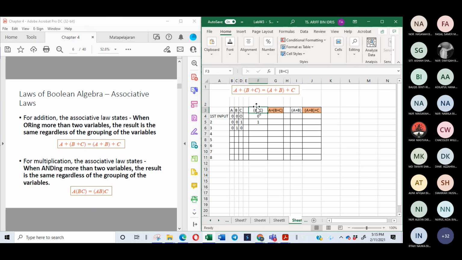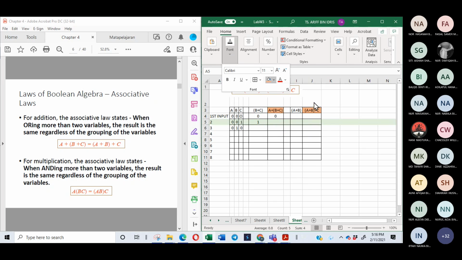A plus with B plus C. So for this one, A OR with B or C. What is A, class, for the first input? 0. What is B or C? 0. What is A plus with bracket B plus C? What is the result? 0 or 0, the result is 0. Excellent.